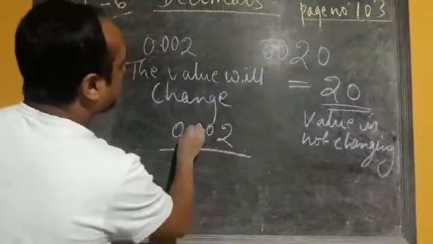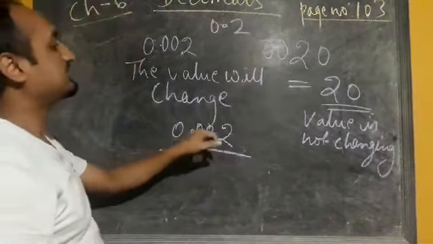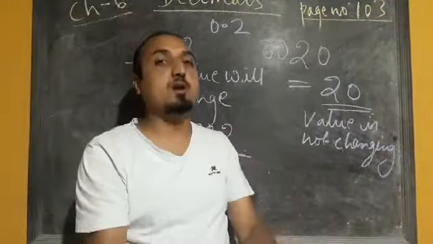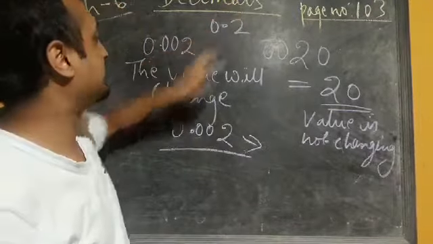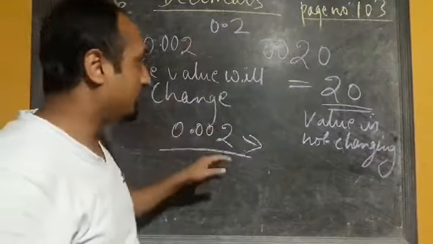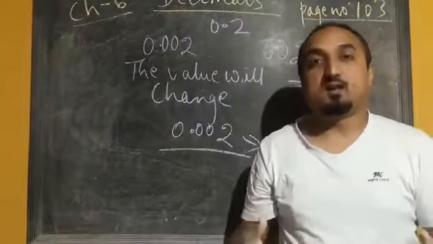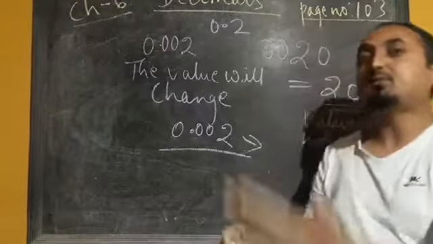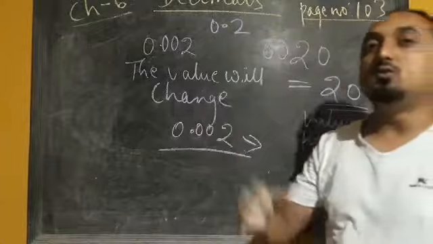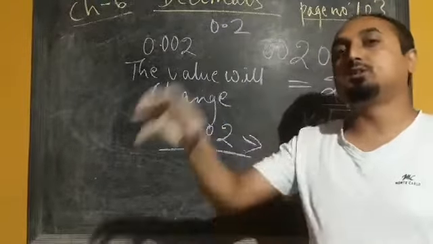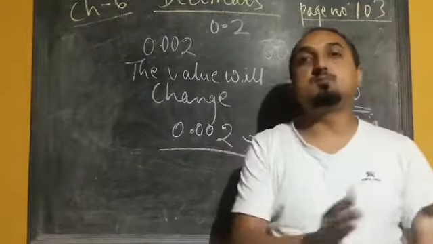This will be 0.02. Earlier it was 0.2, now it has become 0.02. So the value will change and now it is becoming smaller. 0.2 is greater than 0.02. So the value of zero varies. If we place it after the decimal point at the end, it has no meaning. But if we put a zero after any other number like 20, it will become 200. In this way, the value of the decimal will change.